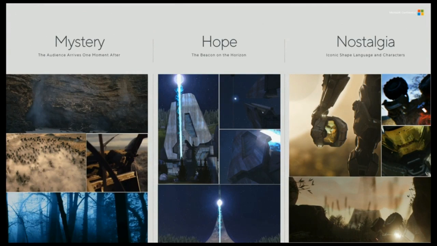Nostalgia is seeing parts of the UNSC architecture, whatever that ended up being. We didn't specifically know when this exact slide was made, but essentially the iconic shape, language, and characteristics of Halo being unveiled as the trailer progressed.